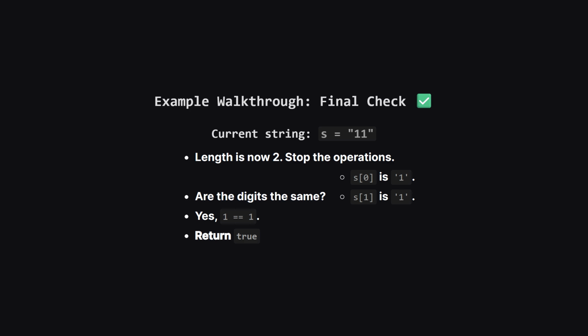And now we stop. The string 11 has a length of 2. The last step is simple. We just compare the 2 digits. The first digit is a 1, and the second digit is also a 1. Are they the same? Yes, they are. So for the input 3902, the final answer is true.